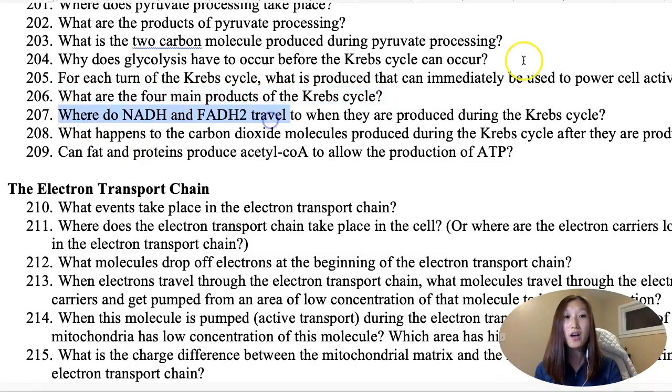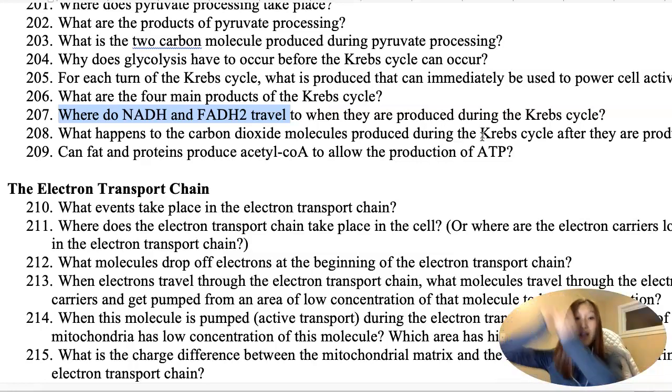Where do they go after they're produced? These are electron carriers. They carry electrons. They're going to go to the electron transport chain and drop off the electrons. This is where the next process starts. You're going to take the electrons, you're going to drop them off at the electron transport chain.